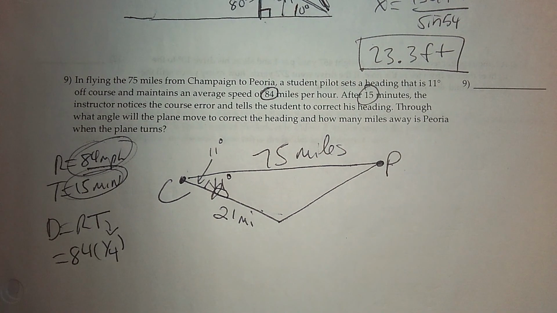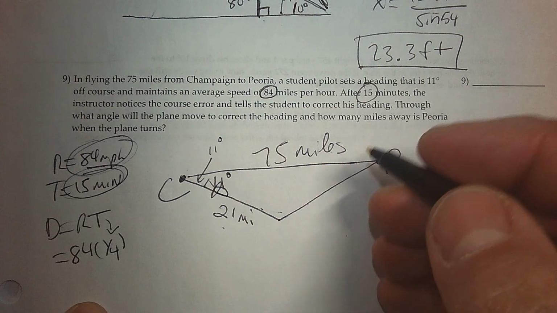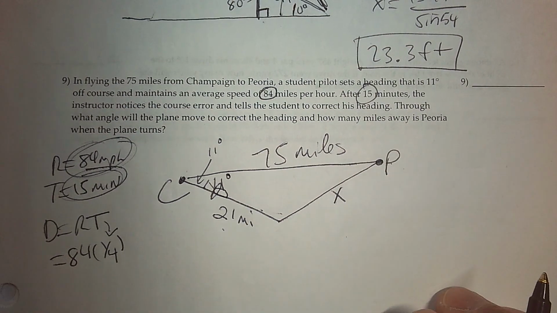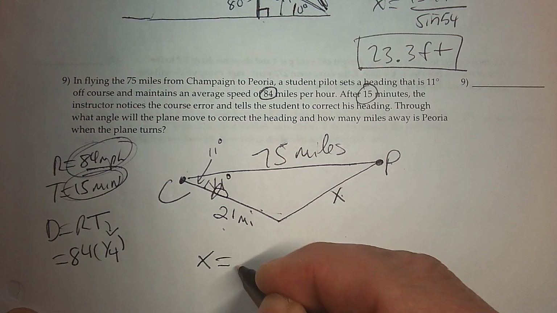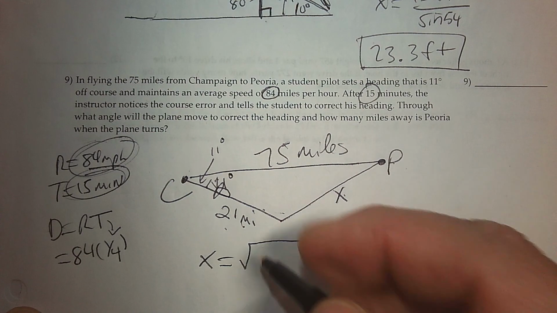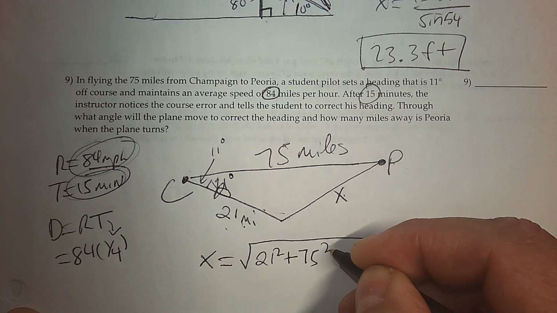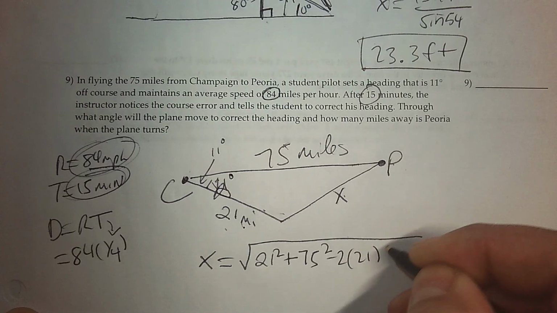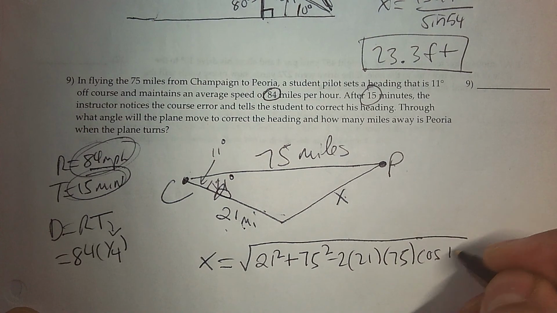Next, now that you found it's 21 miles, what I need to do first is find the missing side. I can't find the angle before I know all the sides. This is the law of cosines. Side, angle, side. Take a side, square it. Take another side, square it. Minus 2 times 21 times 75, and then the cosine of 11.